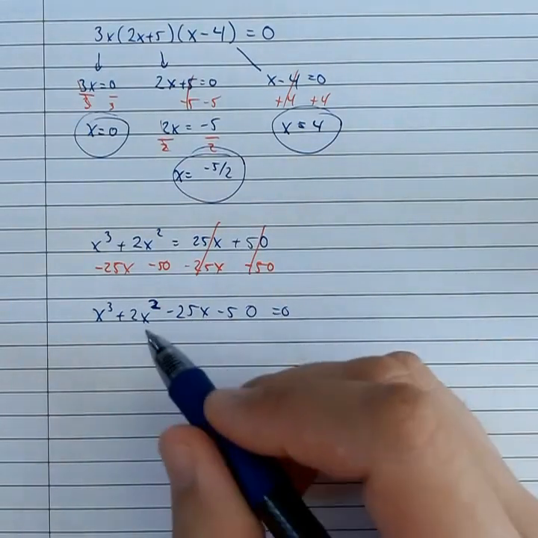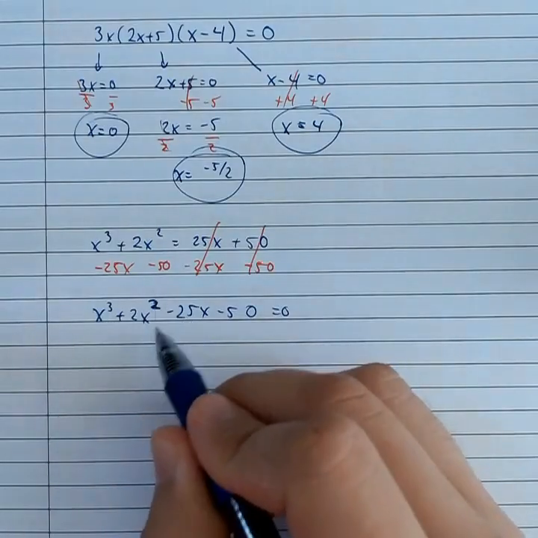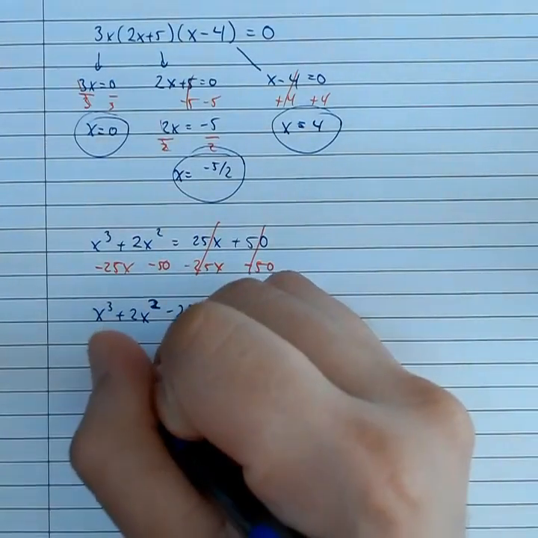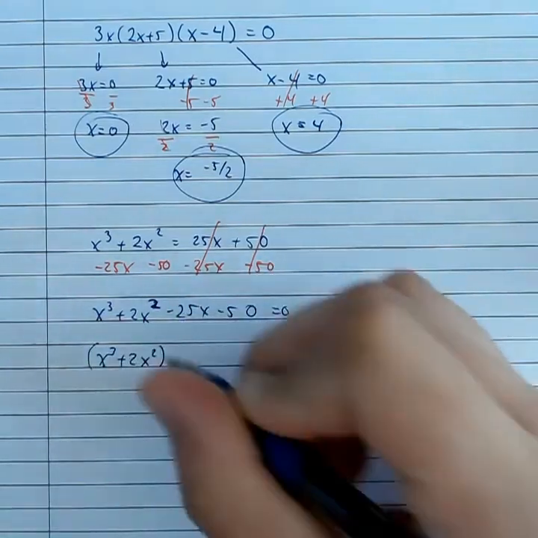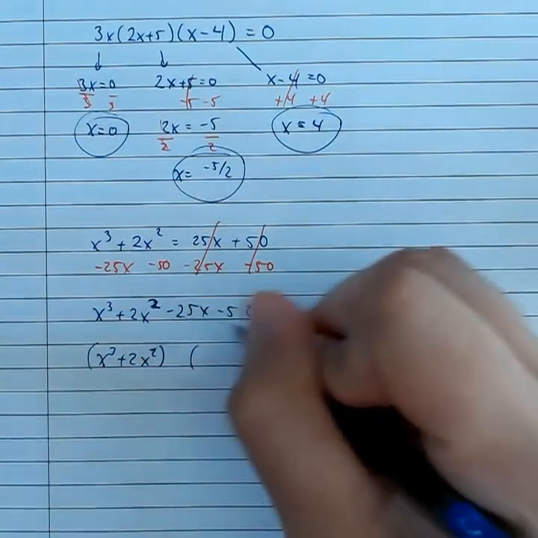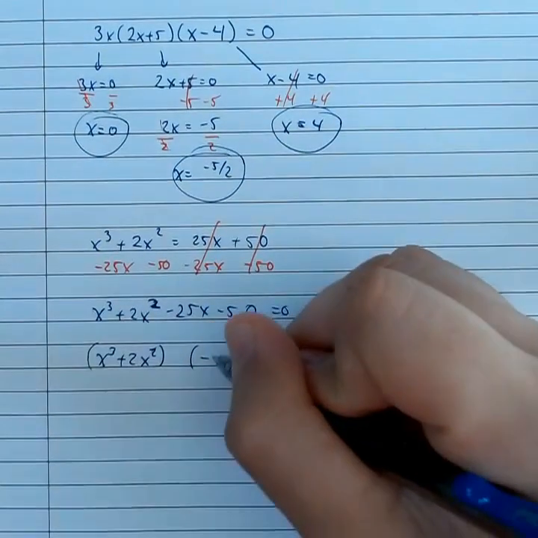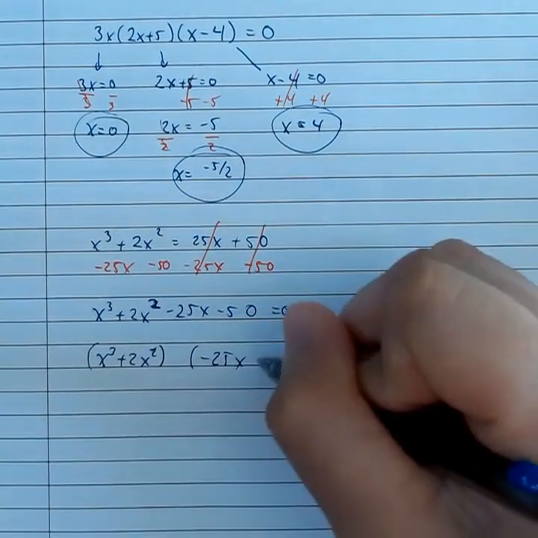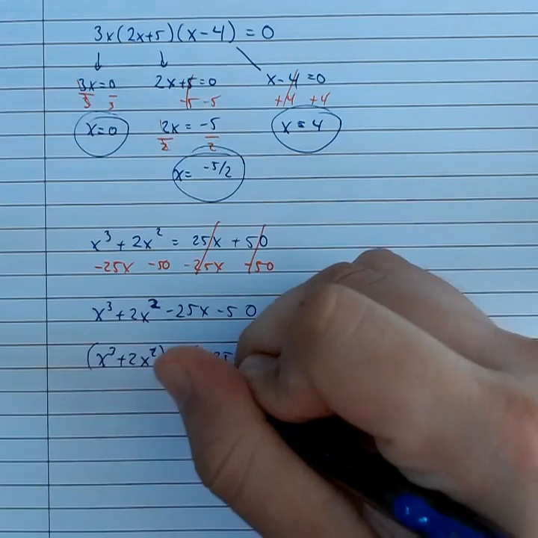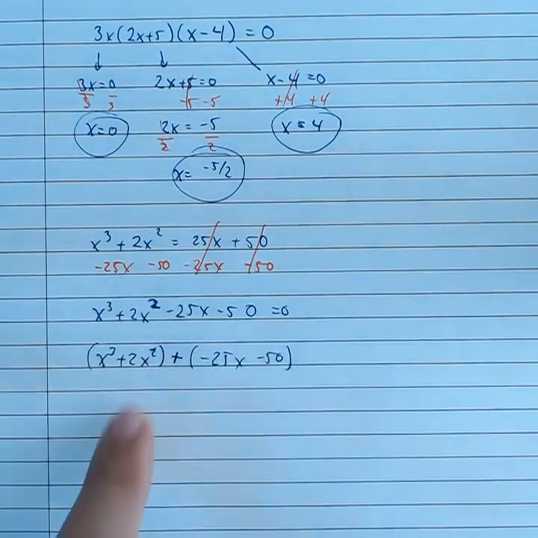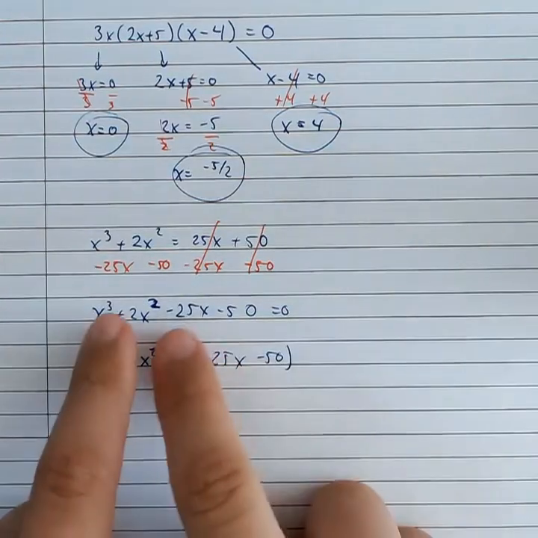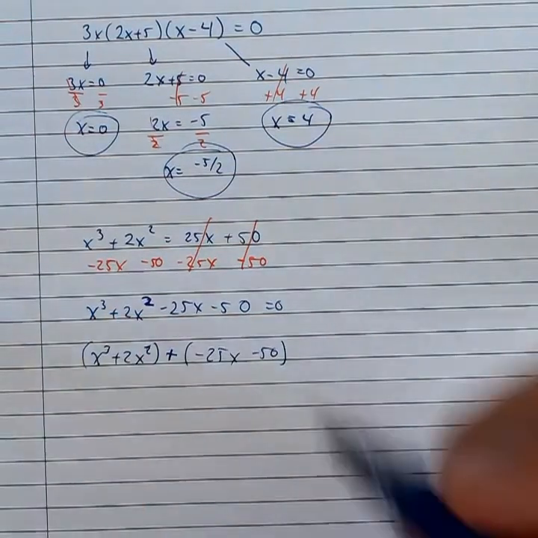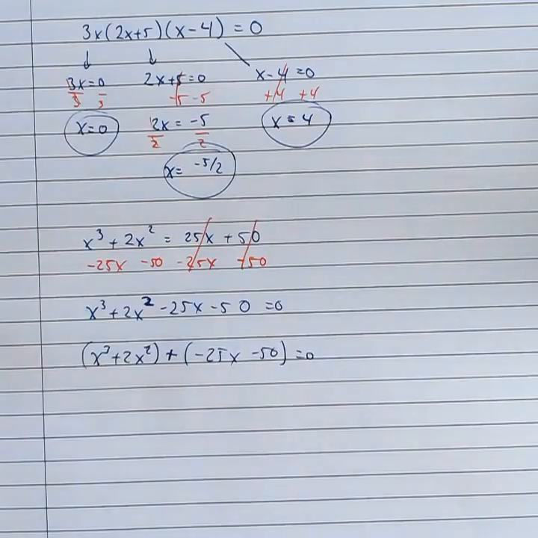Whenever we factor by grouping, we take the first 2 terms and bunch them together. So here I'm going to write x to the third plus 2x squared in parentheses. And then you take your second set of terms and bunch them together. So negative 25x minus 50. Here I'm going to put a plus sign in between because without the plus sign it would look like these are being multiplied together, right? Here there's no multiplication between these. It's all addition and subtraction is equal to 0.